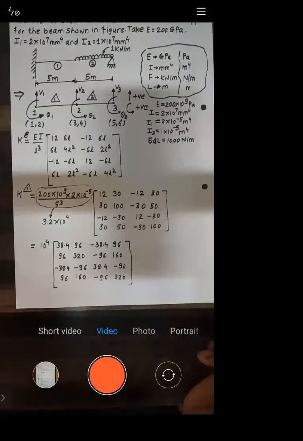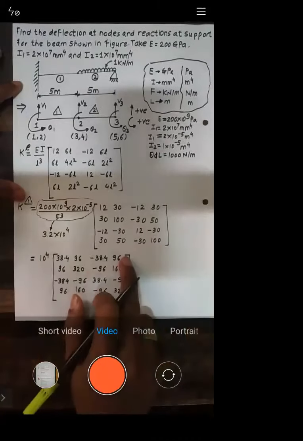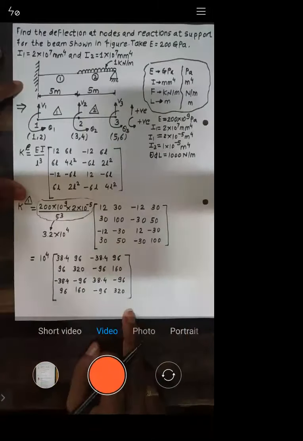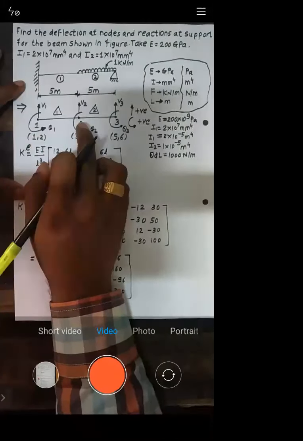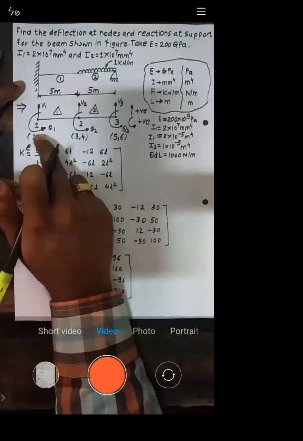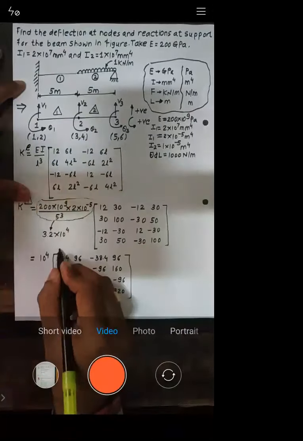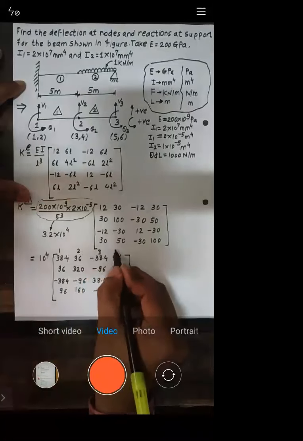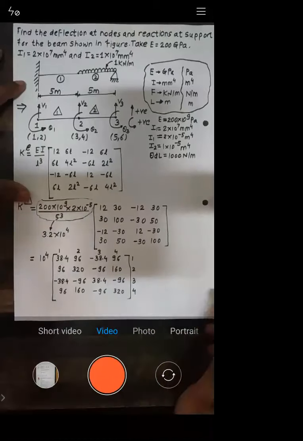Now see, all of you. We need to give the numbers to the rows and columns, right? So if you see here, for node number 1, there are 2 degrees of freedom. For node number 2, again, there are 2 degrees of freedom. So they are in the sequence 1, 2, 3, 4. I need to assign it accordingly. This is 1, 2, 3, 4, and here it is again 1, 2, 3, 4. Is it okay?